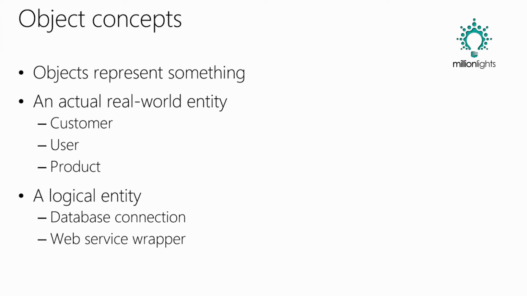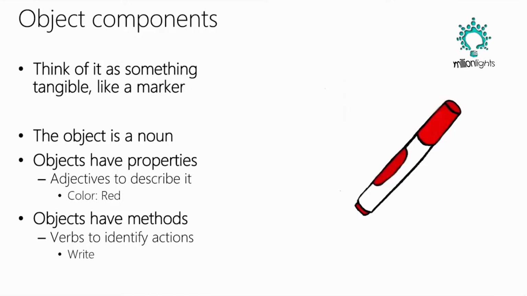Or it could also be some form of a logical entity. So maybe it's something that's going to go back and forth between a backend database and your application. Maybe it's going to be a wrapper for web service calls. Maybe it's going to be something that's going to do error logging for us. So it's going to be something. And that's exactly it. And so when I think about objects, I think about them in that exact phase, that it's something.